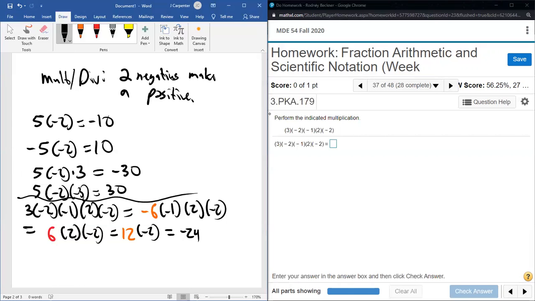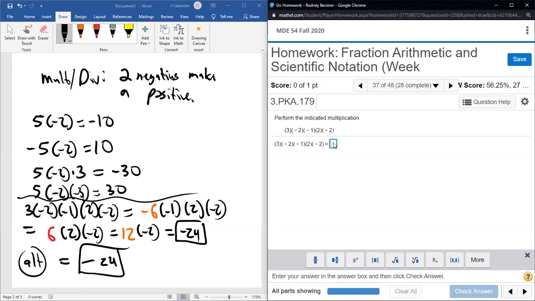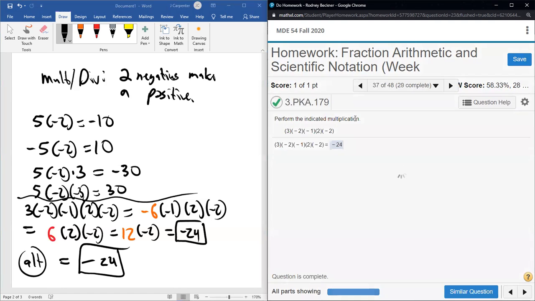Let me make sure I got all my signs and everything right. Okay, that looks good. Some people, alternatively, would just say, all right, I've got 1, 2, 3 negatives. That's an odd number of negatives. So the answer is negative, and then just say 3 times 2 is 6, 6 times 2 is 12, 12 times 2 is 24. Just depends on whether you can do this quicker or if it takes you more time. I don't care as long as you can get the answer, however you get it.